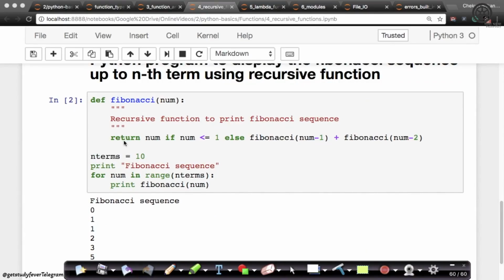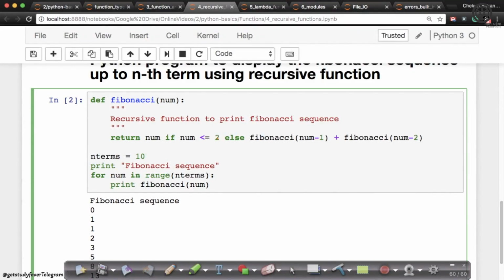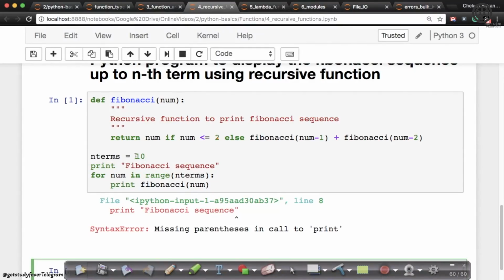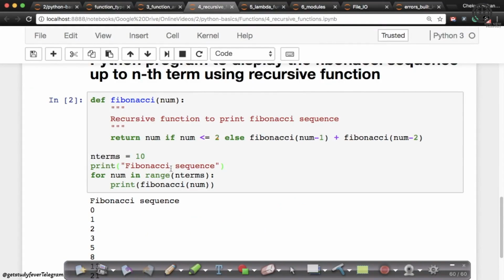Look at what I'm saying. Return num if num is less than or equal to 1. Okay, so here in this code, let me just call it num less than or equal to 2. Okay, so Fibonacci of 1 and 2 is this, right? So now let's see what happens when I execute this code. Okay, there's a small error here. This is a problem with Python 2 and Python 3. Those of us who are used to Python 2 do not put parentheses after print, right? So now let's rerun this. Now you're getting the same value, right?